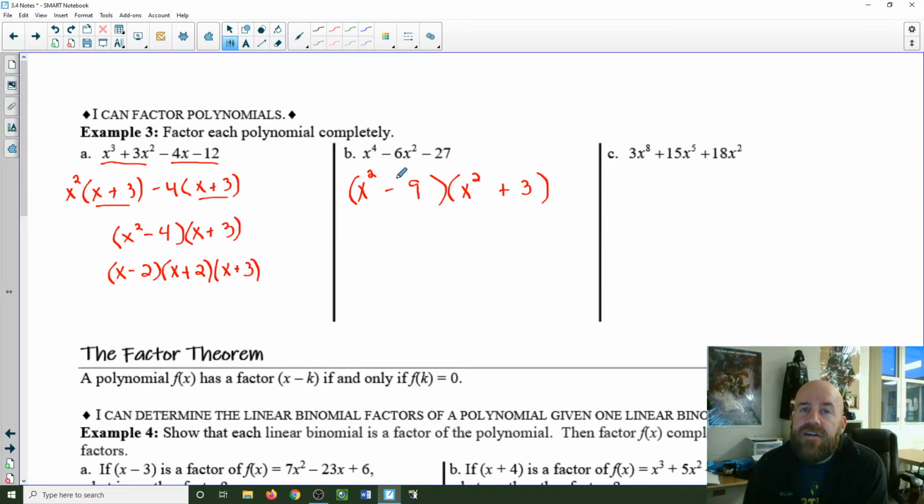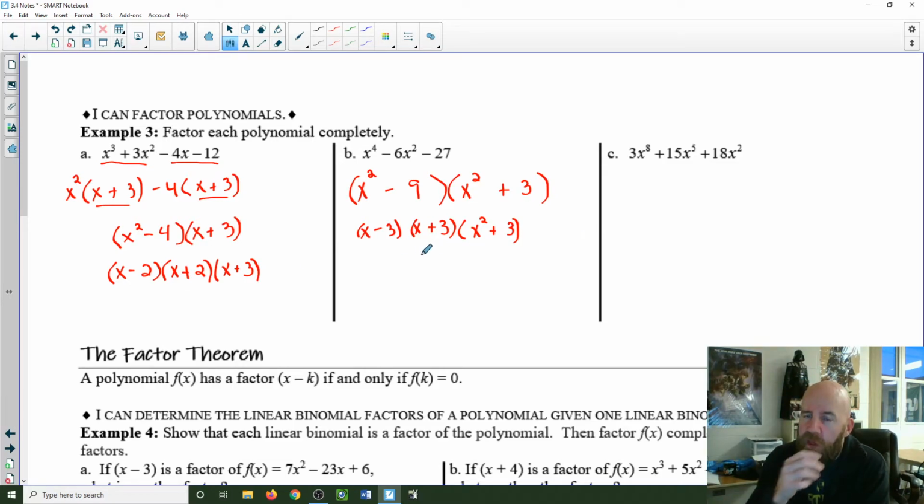And we try to factor each one of these. So we cannot factor the x squared plus 3, but we can factor the x squared minus 9. So x minus 3, x plus 3, and then x squared plus 3 drops down. And we're all factored.